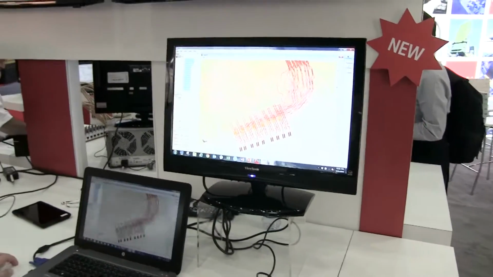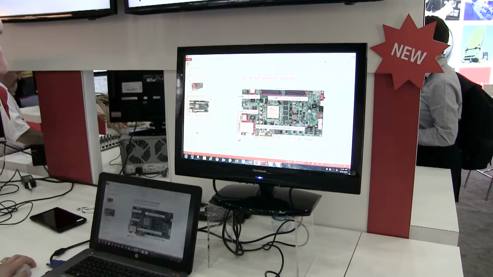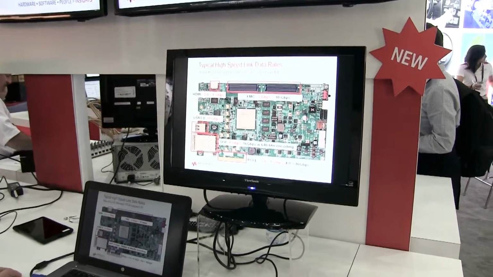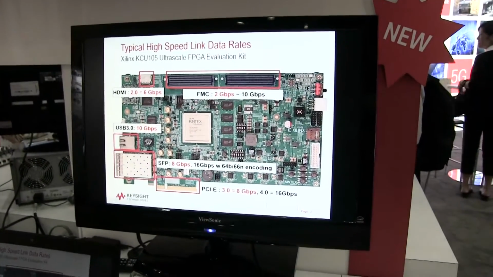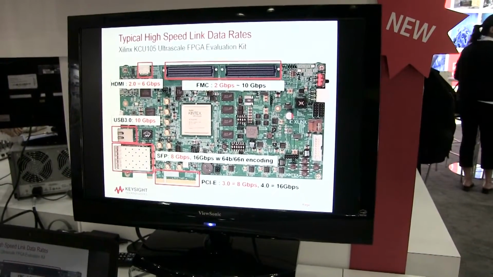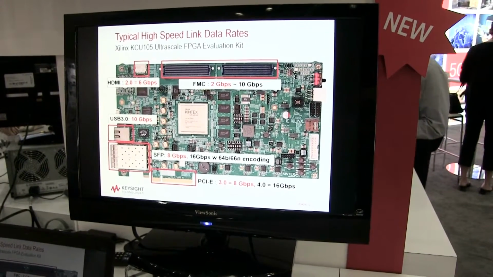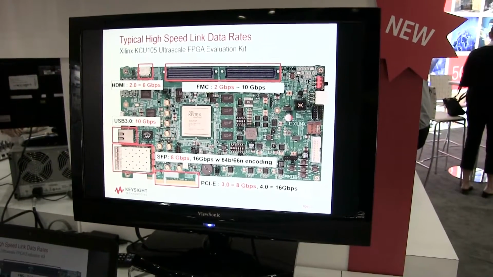So let me just, here I'll bring up a quick picture. So this is actually a demo board that Xilinx puts out, and it's got a lot of high-speed data links you can see on here. One of the high-speed data links is a PCIe data link. Here's the PCIe connector. The PCIe Gen 3 spec is 8 gigabits per second. The Gen 4 spec is 16 gigabits per second.